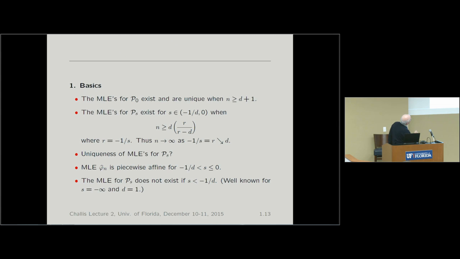So the MLEs for log-concave exist and are unique when n is bigger than d plus 1. MLEs for the s-concave class exist for s between minus 1 over d and 0 if n is bigger than d times r over r minus d, where r is minus 1 over s. Well, what's worrisome there is that as r goes down to d, this denominator gets small. The sample size needed for this thing to exist goes scooting off to infinity.